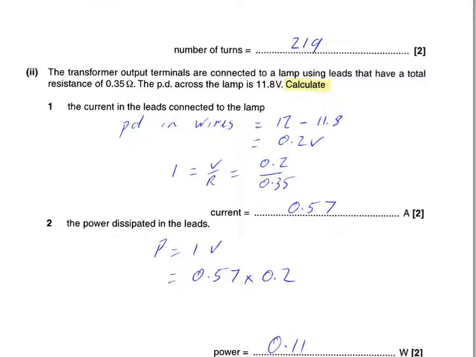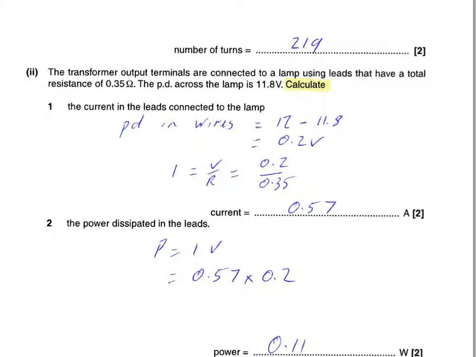The transformer output terminals are connected to a lamp using leads that have a total resistance of 0.35 ohms. The PD across the lamp is 11.8 volts. And we're asked to calculate the current in the leads connected to the lamp. This again is G482 synoptic work. G482 synoptic work tends to come in G485. G481 tends to come in G484.